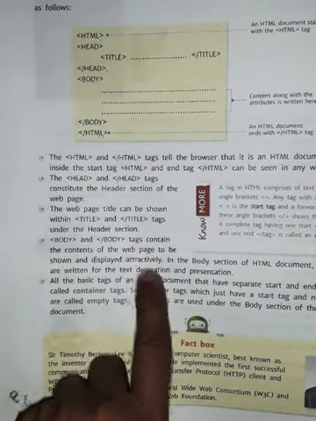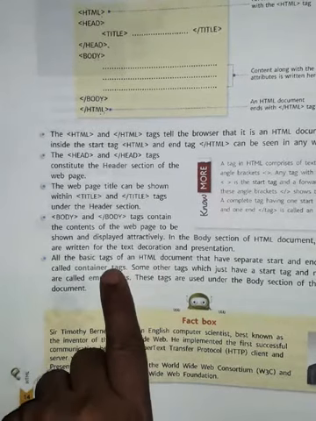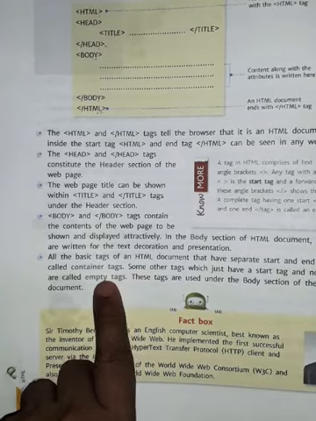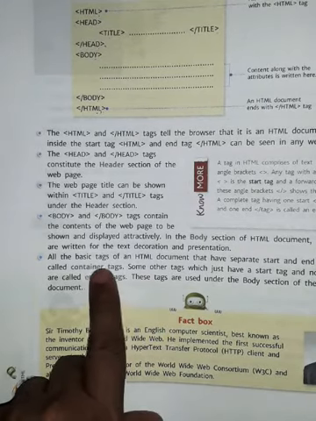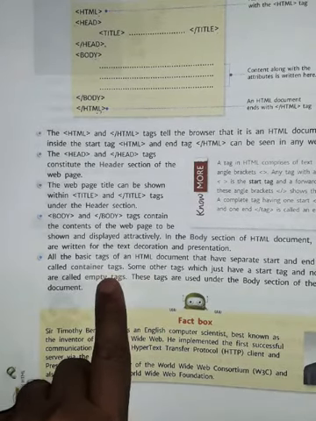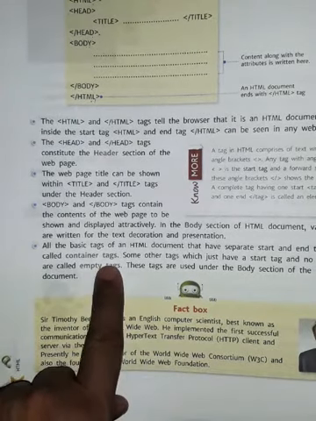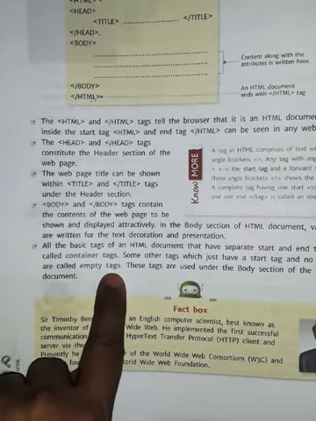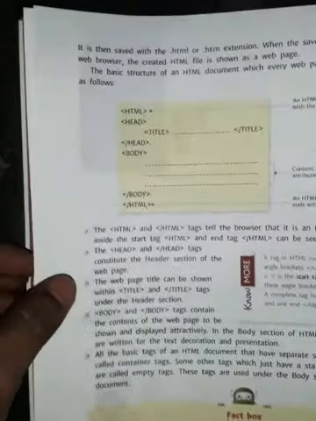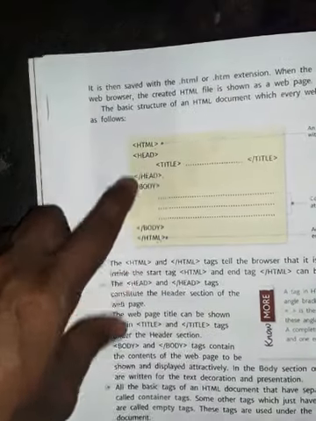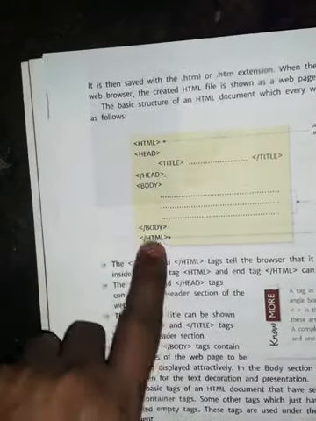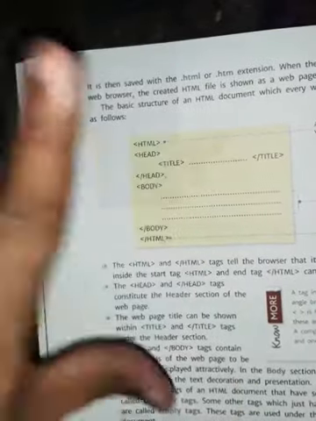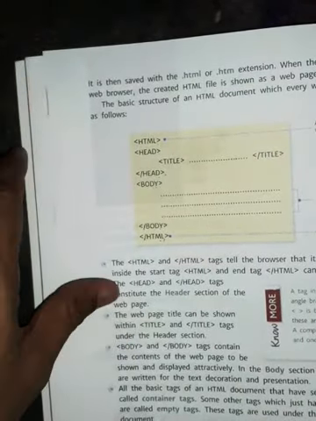Here you can include them. All the basic tags of HTML that have separate start and end tags are called container tags, and some other tags which have a start tag and no end tag are called empty tags. When you start such a tag with an opening and then a closing, that is a container tag. A tag which remains open, where there is no need to close it, is called an empty tag.